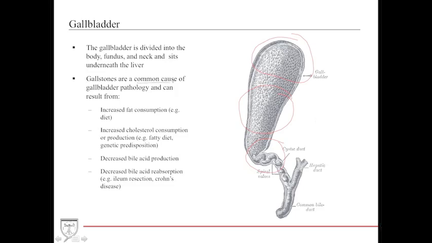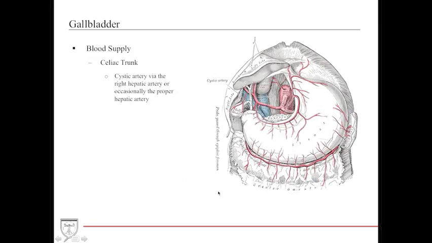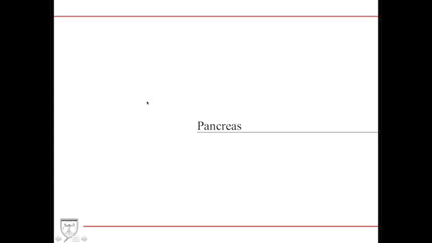Gallstones are a very common cause of gallbladder pathology. They can result from a host of different problems, whether it's fat consumption and a fatty diet, or increased cholesterol consumption or production based on a fatty diet or genetic factors, or decreased bile production, or even decreased bile acid resorption, such as in instances of ileal resection or Crohn's disease. The blood supply to the gallbladder comes off the celiac trunk via an artery called the cystic artery, which can either branch off the right hepatic artery or occasionally the proper hepatic artery.